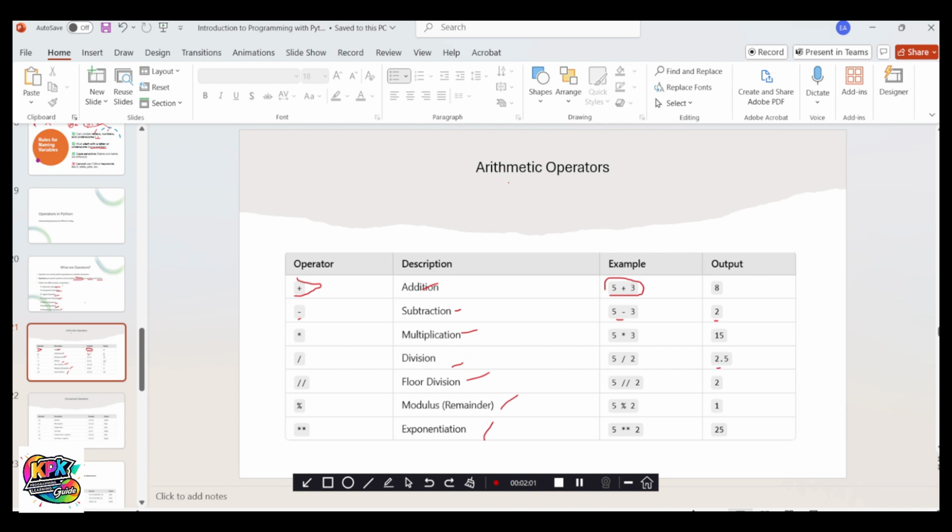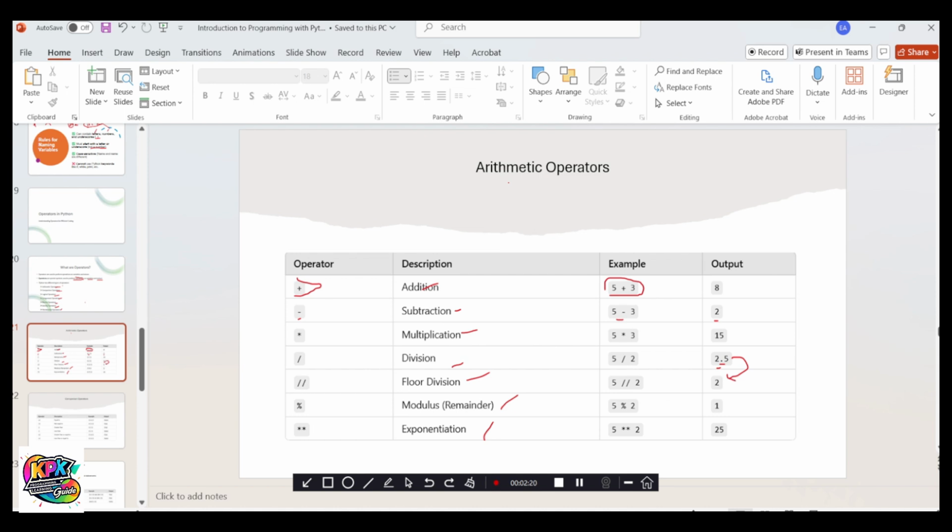And then we have the floor division. The floor division is an operator that runs down the value. Let's say 5 divided by 2 is supposed to give us 2.5. The floor division operator runs down this value, so instead of 2.5, it gives us 2.